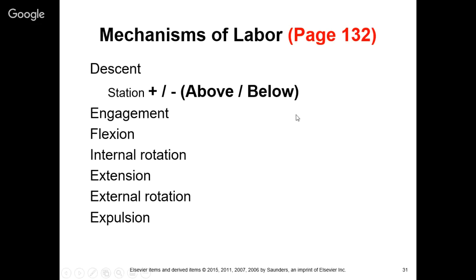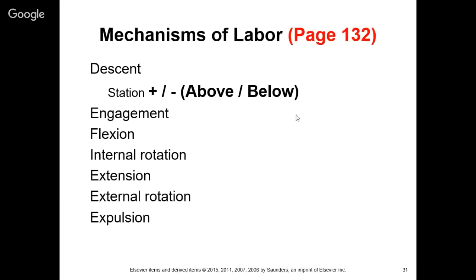And this is definitely not on the test, but just know what station is. Station is looking at how far the head has come down into the pelvis in relation to the ischial spines. So they're like -5, they move closer, they get to 0, and then they become +1, +2, +3, +4. There's engagement, flexion, internal rotation, extension, external rotation, and expulsion. So these are all the things that the infant does to come out of the birth canal. They descend down, they get to 5 plus, they're almost out.